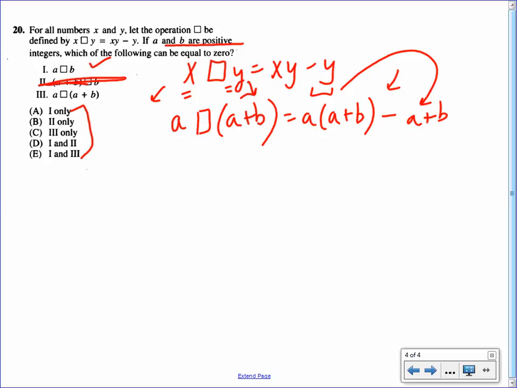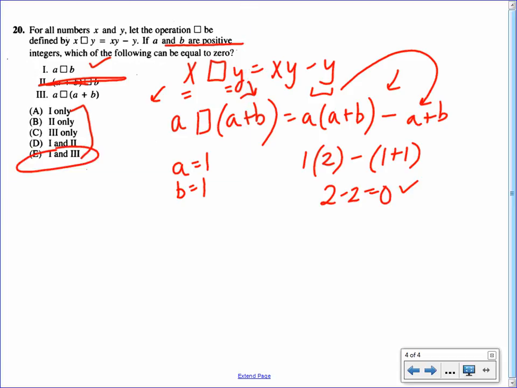Okay, so now let's think about what these values could be. So let's try with a equals 1 and b equals 1. So then we get 1 times 1 plus 1, which is 2, minus 1 plus 1. So that's also 2. So 2 minus 2 equals 0. So yes, this could give us 0. So then we know 1 and 3 both work. So E is our right answer.